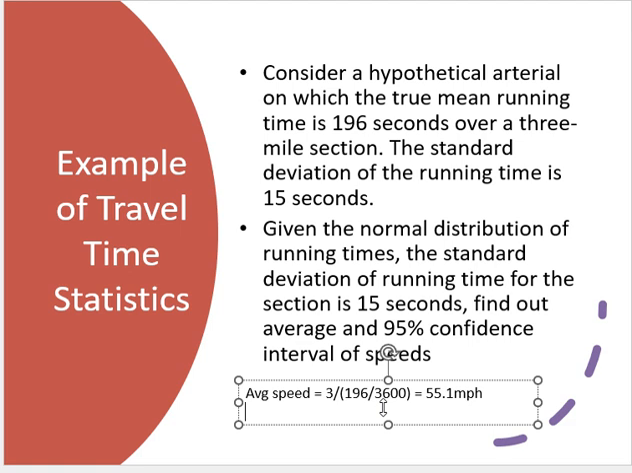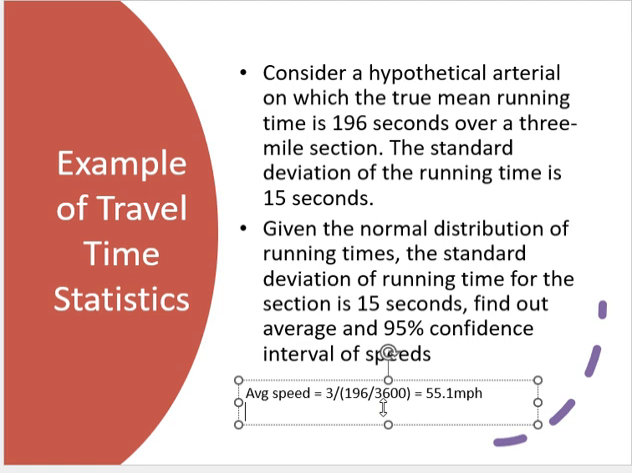Okay, for the 95% confidence interval of speed. So for average speed, I use average time, right? For the 95% confidence interval of speed, I will use the 95% interval of time. So first of all, I have to calculate the 95% interval of time.